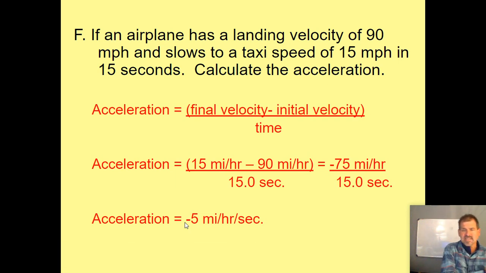So at second 0, right when we land, we're going 90 miles per hour. 1 second later, we're going 85 miles per hour. Another second later, we're going 80 miles per hour. Another second later, we're going 75 miles per hour, and so on until we get to 15 miles per hour. So we are slowing down every second. We're going 5 miles per hour slower.